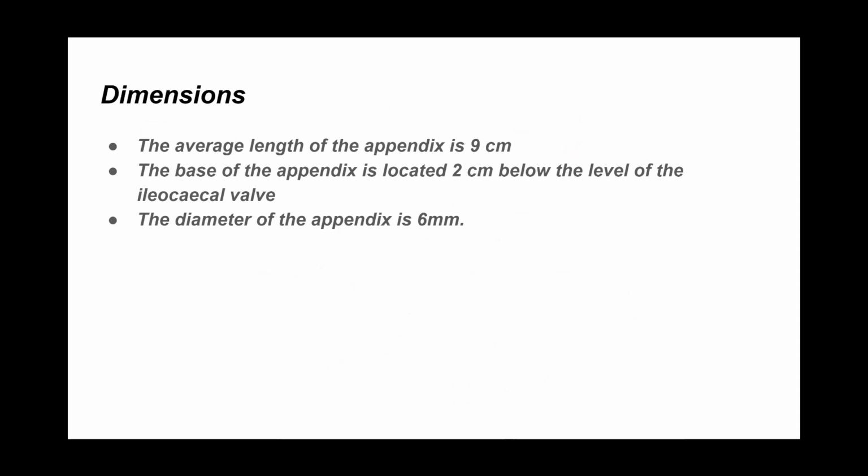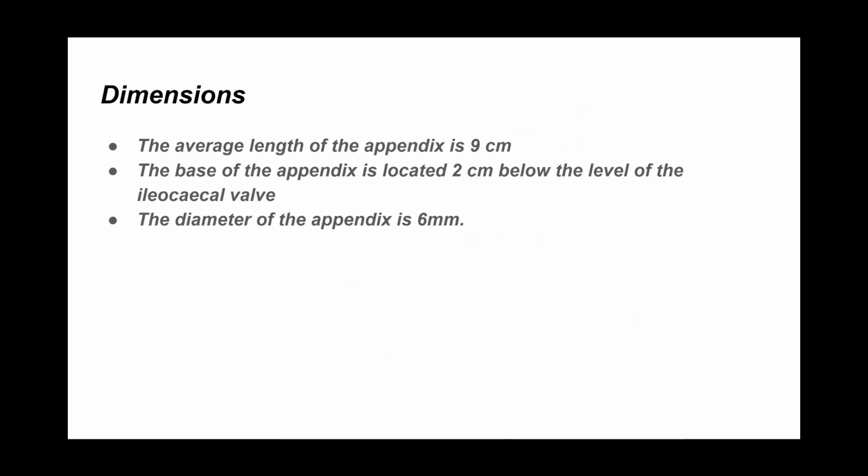So just looking at some numbers, dimensions of the appendix. The average length of the human appendix is 9 centimeters. Okay, that's average. It could range from 6 to, I think, up to 20-something centimeters. But the average length is 9 centimeters. Now the base of the appendix is located 2 centimeters below the ileocecal valve. So 2 centimeters caudal to the ileocecal valve, that's where you have your base of the appendix.